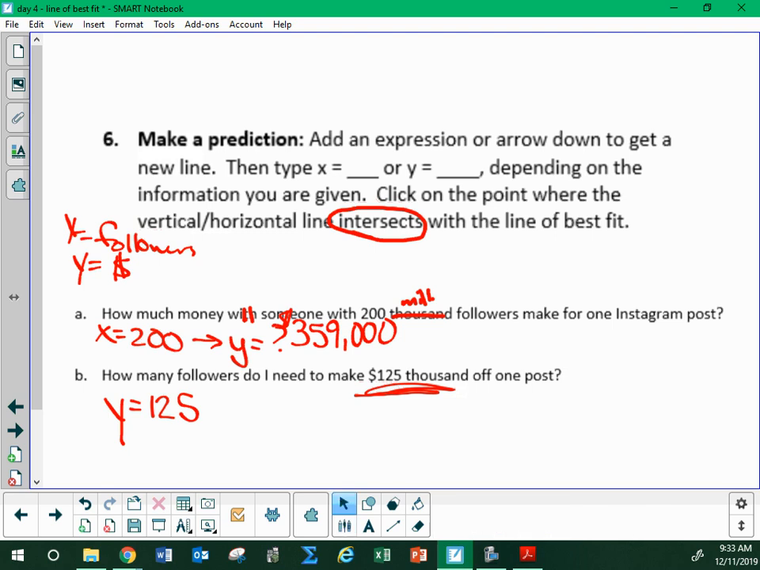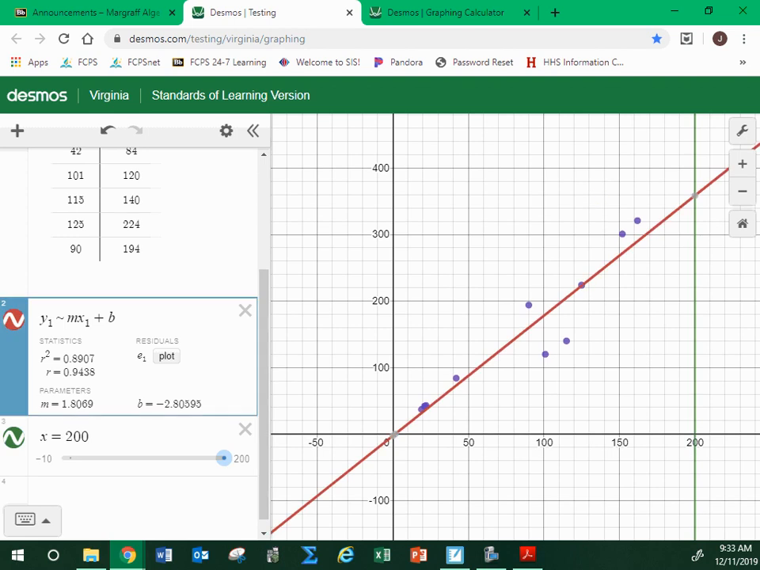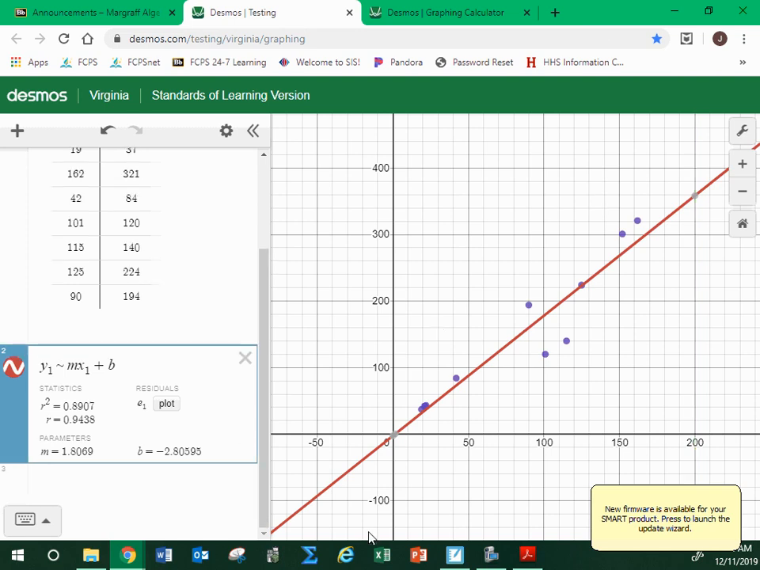So I just typed in X equal to 200. This is what I'm grabbing here. So I typed in X equal to 200, and then I look to see where it intersects there. All right, so now let's do our next one. I'm going to go ahead and get rid of my 200. I don't need that anymore.